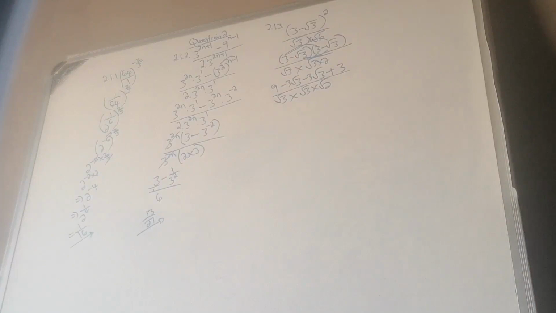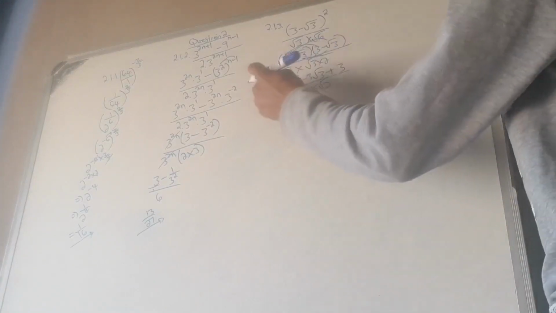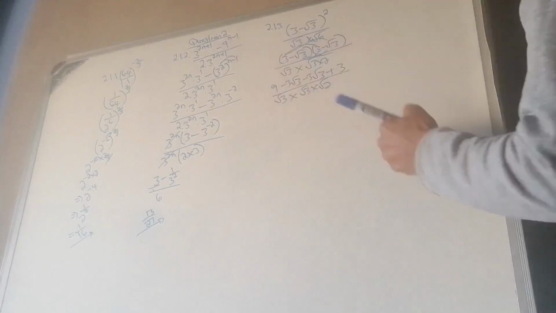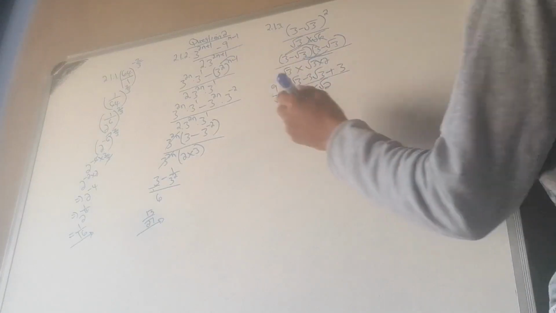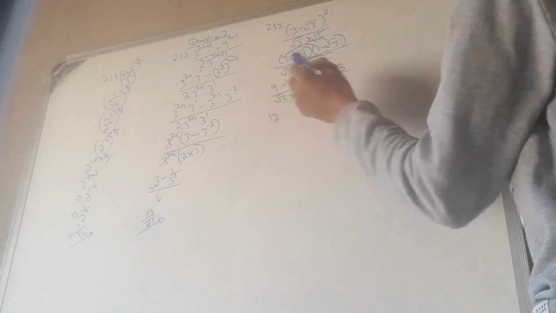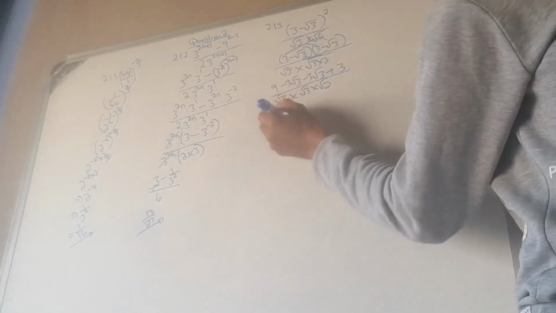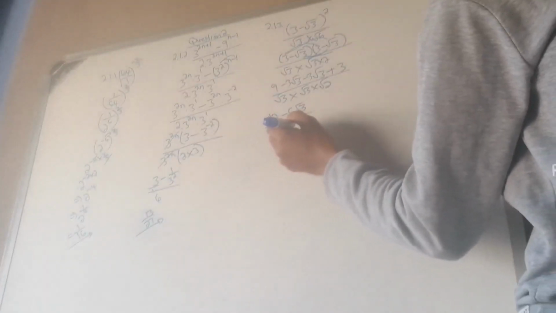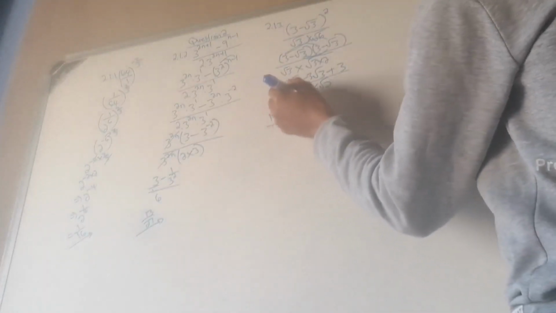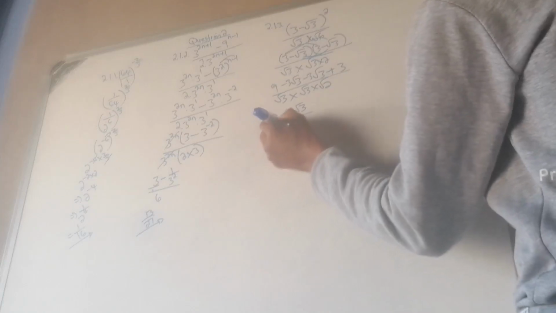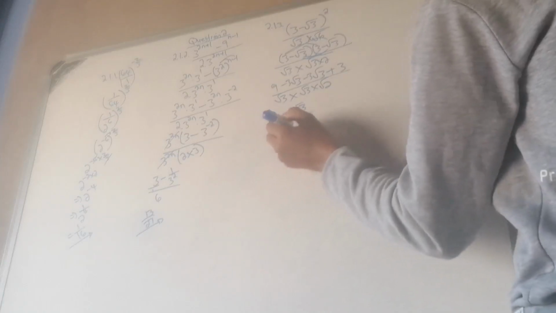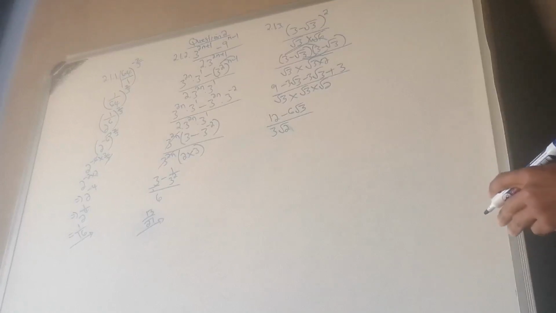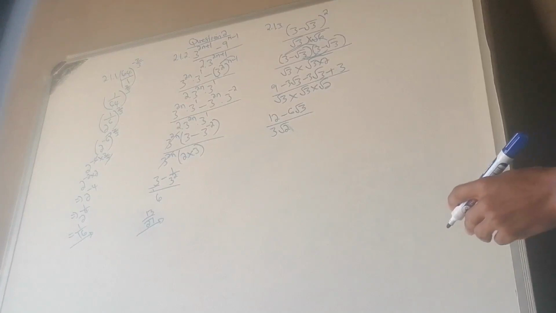There's a common factor. I can simplify this. 9 plus 3 is 12. 12 minus 3 root 3 minus 3 root 3 is minus 6 root 3, all over root 3 times root 3, which is 3, times root 2.